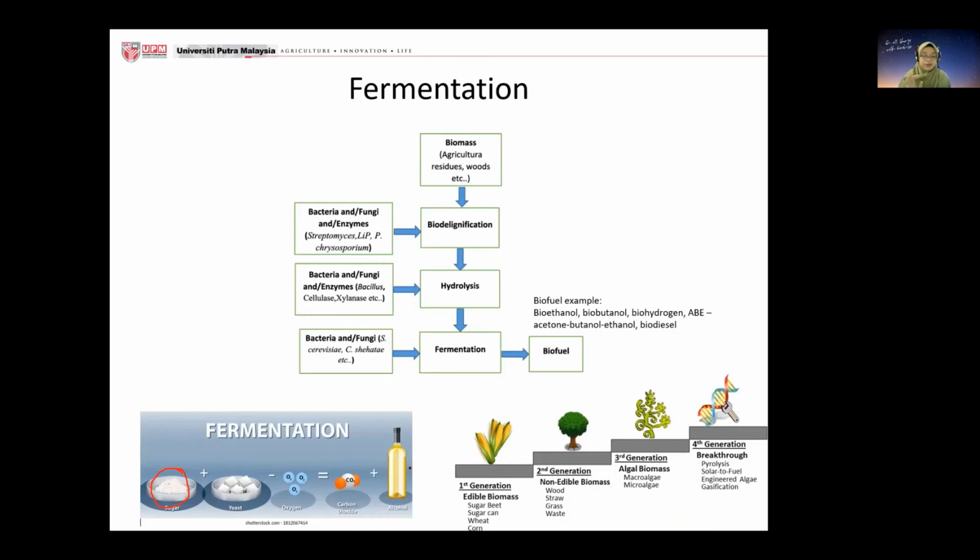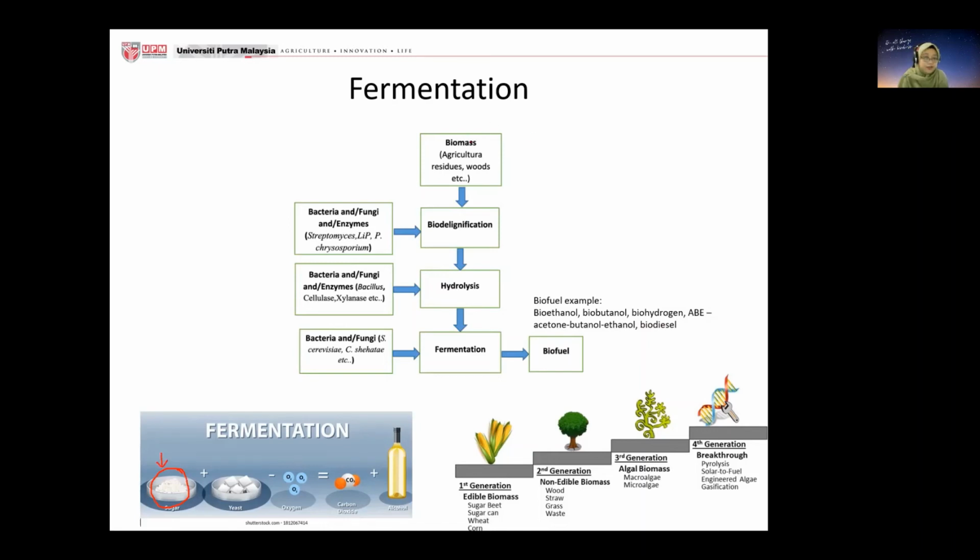So this is a simplification, because other than alcohol, you can also produce different types of fuels. So you look here, you can produce bioethanol, biobutanol, biohydrogen, ABE, otherwise known as acetone butanol ethanol. And you can also produce biodiesel. If we're talking about biomass, so this is from sugar. It's a very direct conversion.